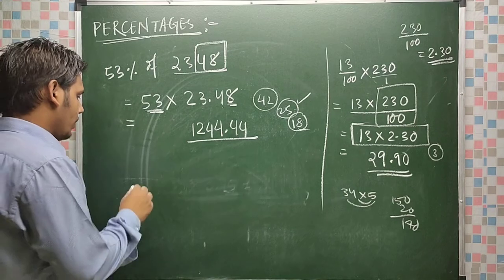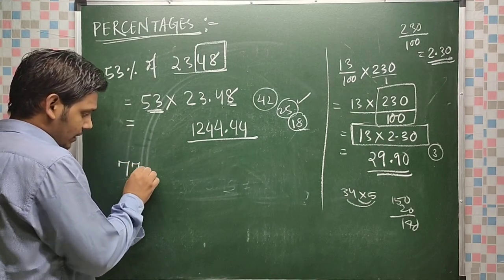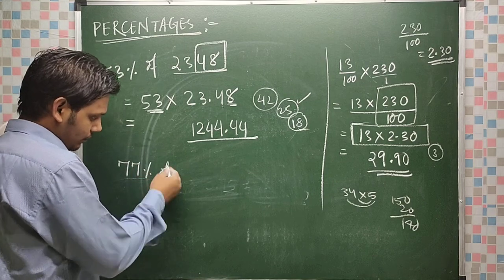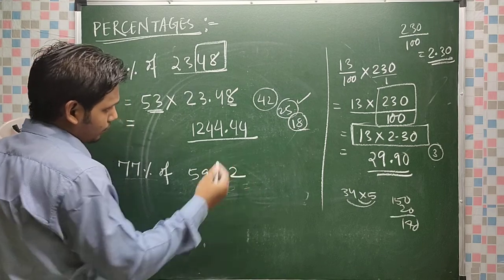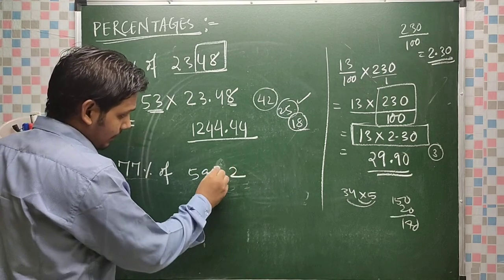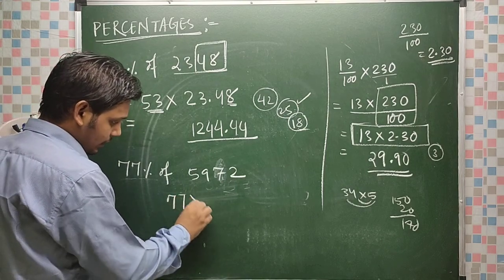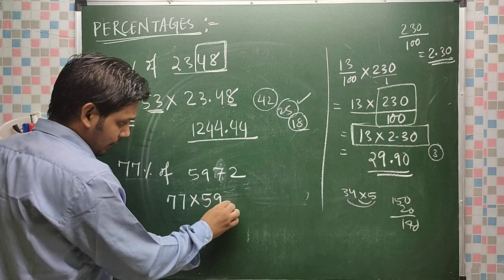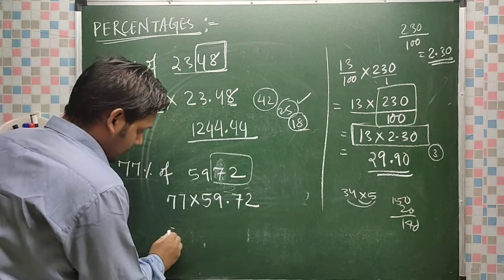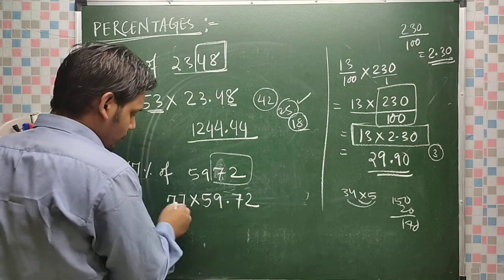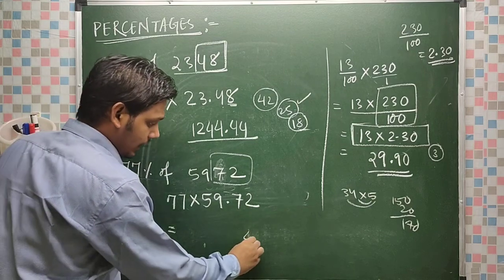Okay. One more number we will do. Suppose 77% of 5972. Now what we have to do? 77 into 59.72. Last 2 digits you have to keep after the decimal. Now 77 into 2: 2 times 7 is 14, 140, 140 plus 14, 154.